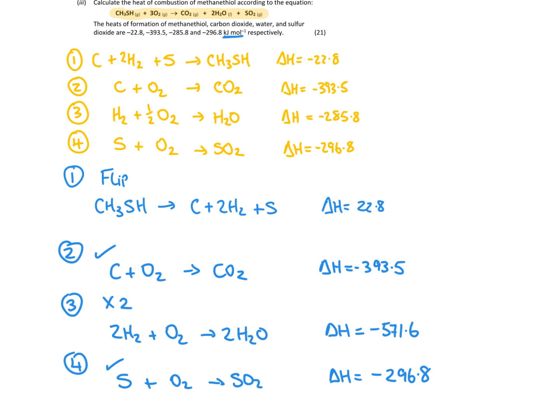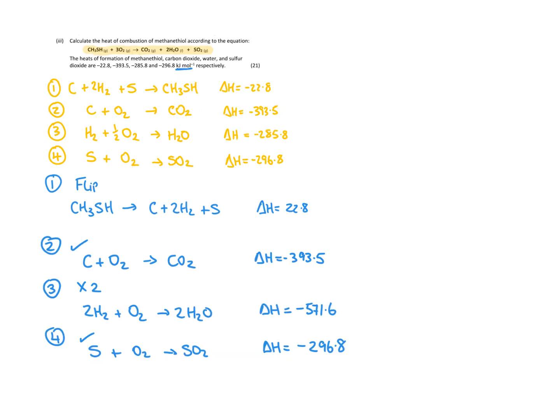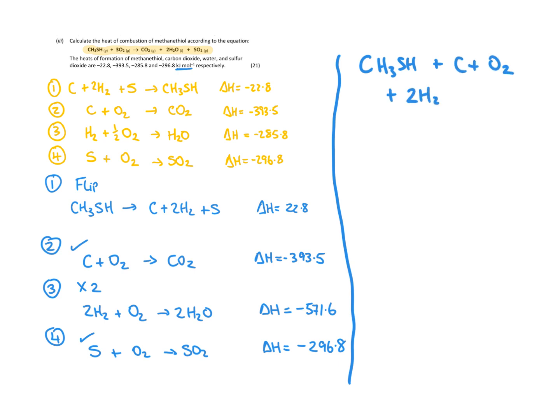So let's do that. Let's write out all of the reactants on one side, all of the products on the other, and see what we get. So I'm going to do this on the side. I'm going to write out all of my reactants. So I can see I have CH3SH plus C plus O2 plus 2H2 plus O2 plus S plus O2. That is all of my reactants.